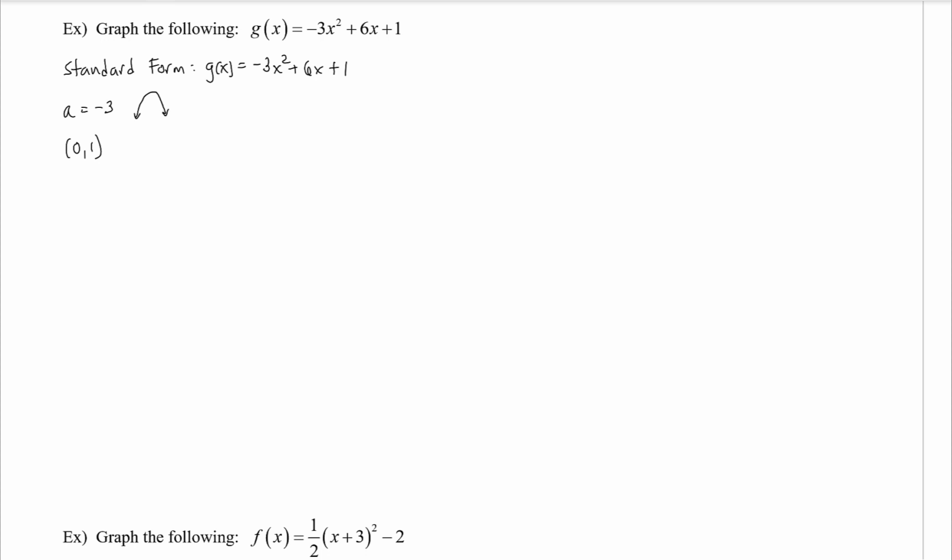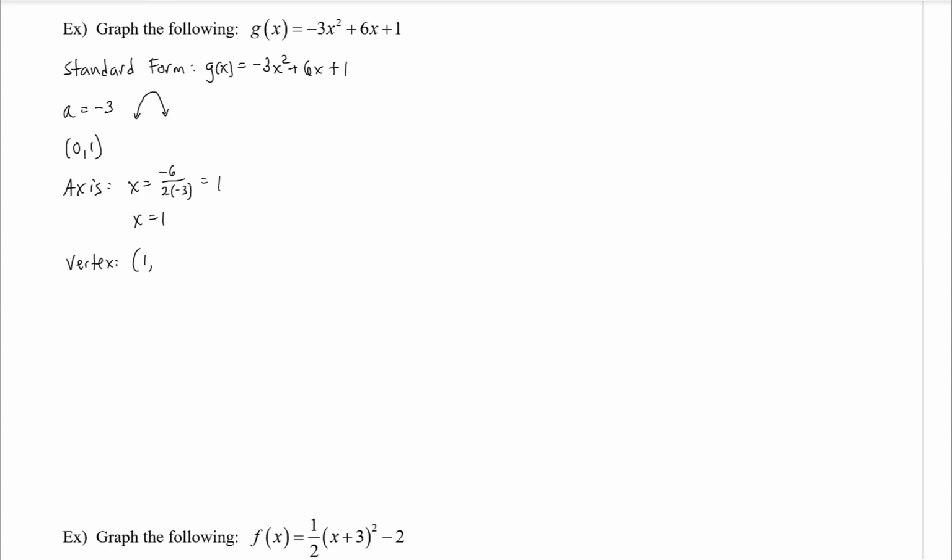I also know that the axis is going to be x equals negative b over 2 times a. So for this one, it's going to be negative 6 over negative 6, which is 1. So the axis of symmetry is going to be x equals 1. Its vertex is going to be at 1.